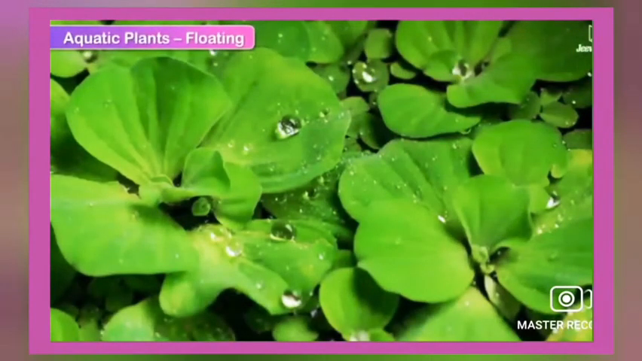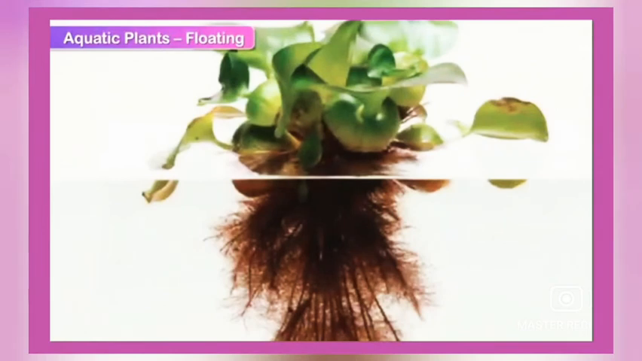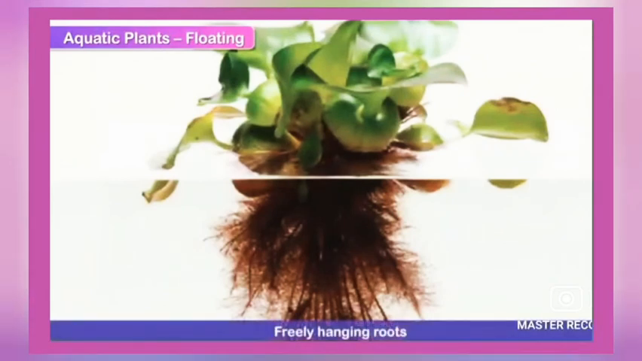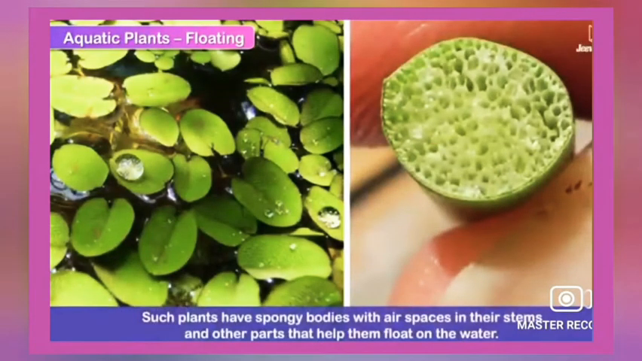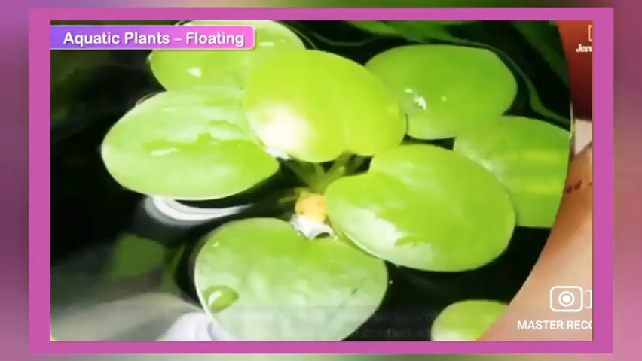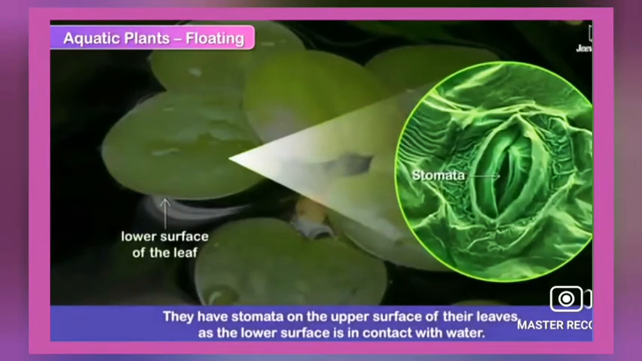Floating plants. Some aquatic plants float freely on the surface of the water body they grow on. Water hyacinth, pistia, and duckweed are some aquatic plants that float on freshwater bodies with their roots hanging freely in the water. Such plants have spongy bodies with air spaces in their stems and other parts that help them float on the water. They have stomata on the upper surface of their leaves, as the lower surface is in contact with water.